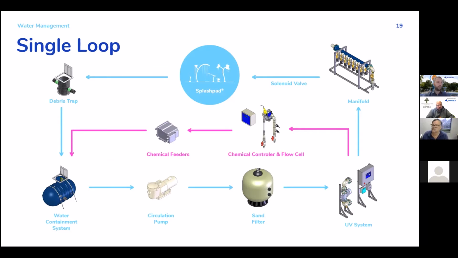Typically, we're going to be seeing these on splash pads that are using a 2,000 gallon or a 1,000 gallon tank. So again, the big difference here is instead of 2 pumps, we have 1 pump, and that 1 pump is doing the job of the 2 pumps as compared to that of a double loop system.